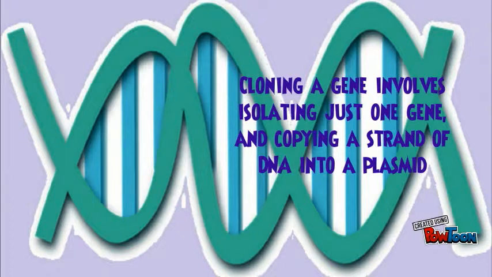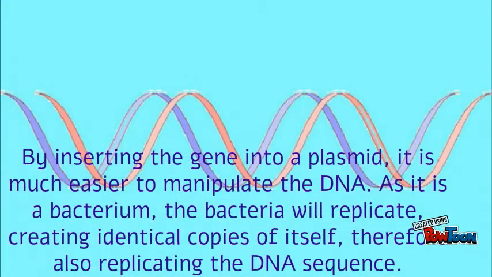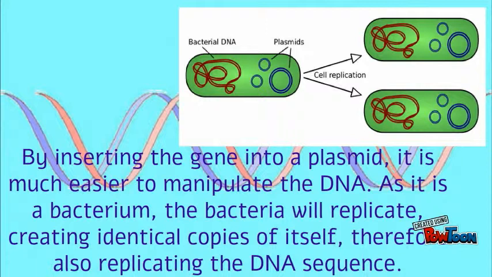Cloning a gene involves isolating just one gene and copying a strand of DNA into a plasmid. A plasmid is a small molecule of DNA, usually found in bacteria, that is separate from the majority of bacterial DNA found in the nucleoid. By inserting the gene into a plasmid, it is much easier to manipulate the DNA. As it is a bacterium, the bacteria will replicate, also creating identical copies of itself and the DNA sequence.